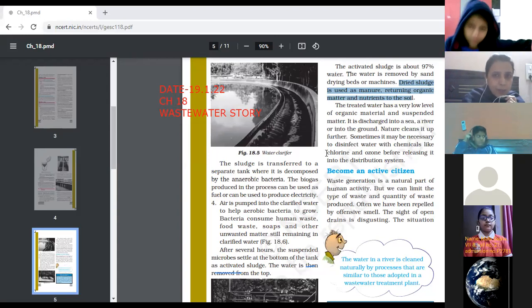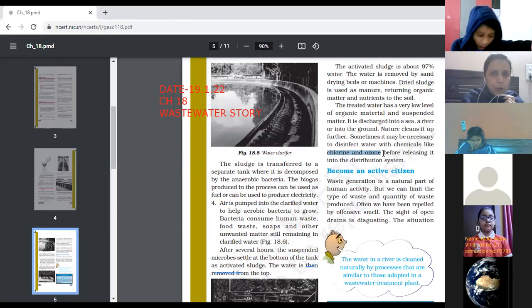Okay, one thing more is still left. After some time, what happens? Sometimes we add a disinfectant. Two disinfectants are added in the water. One is chlorine and the other is ozone.